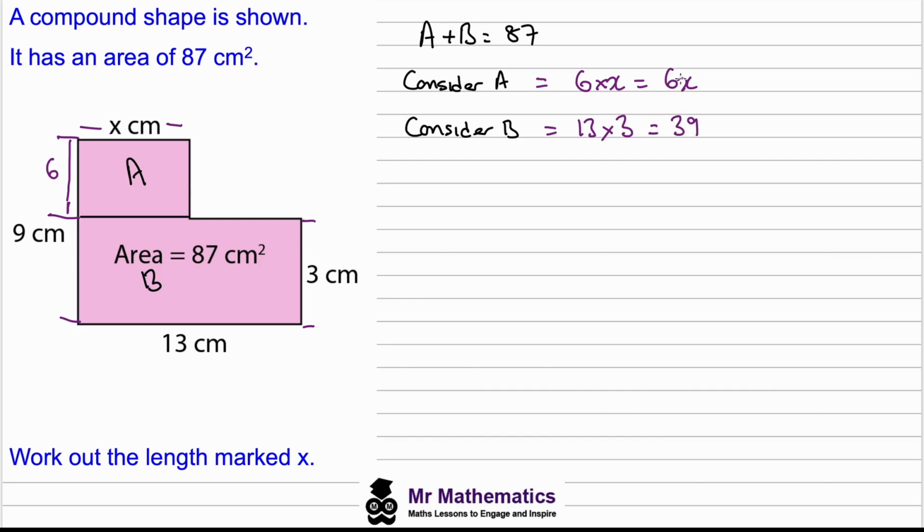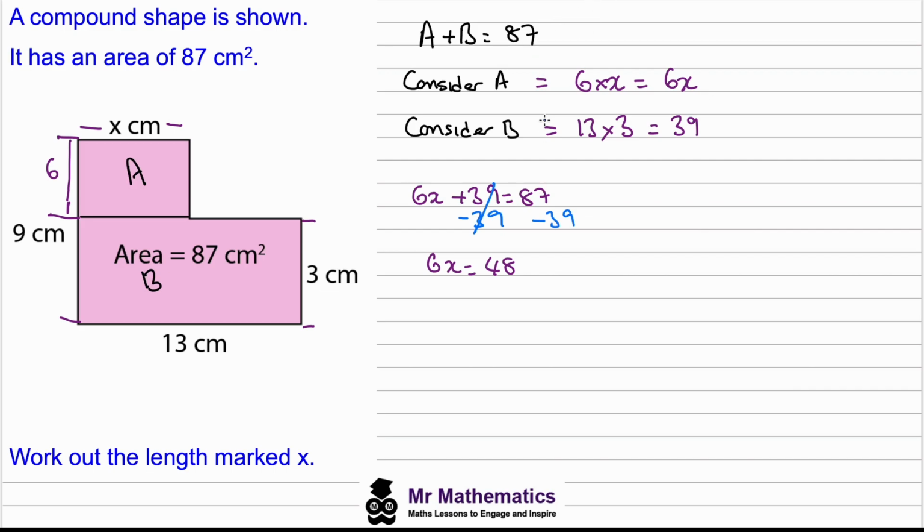Now, if we substitute these two terms back into what we said at the start, A, so 6x plus B must equal 87. Now we can solve this equation by taking away the 39 from both sides, because what I want at the end is just x. So then 6x will be equal to 87 take away 39, which gives us 48.